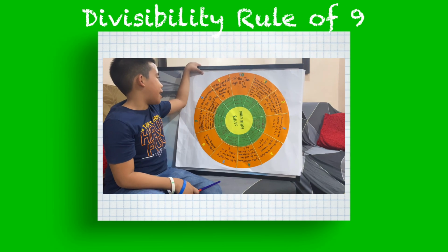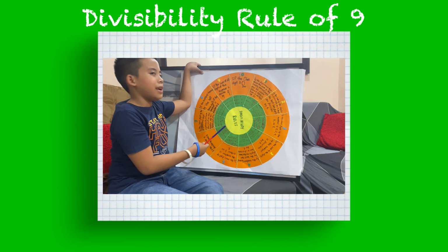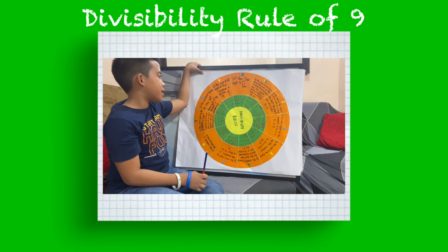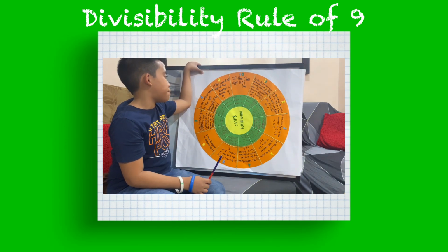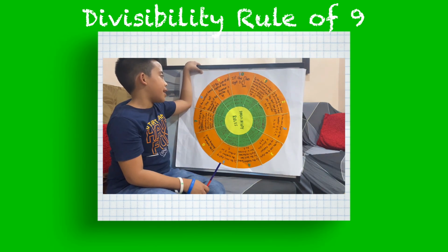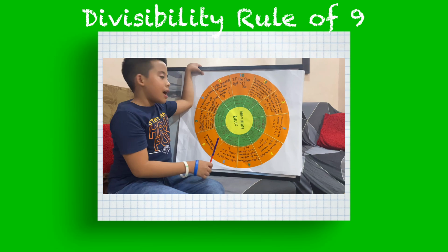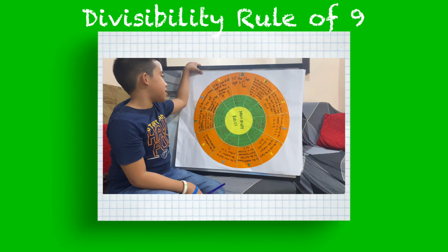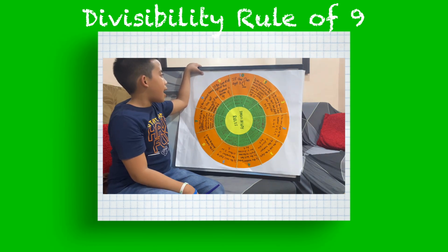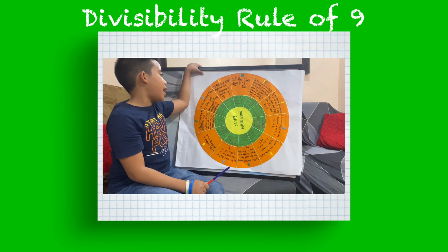Divisibility rule number 9. If the sum of all digits of the number is divisible by 9, then it is divisible by 9. Example, 198. 1 plus 9 plus 8 equals 18. And 18 is divisible by 9. So, it is divisible by 9. The next example is 999. 9 plus 9 plus 9 equals 27. And 27 is divisible by 9. Therefore, 999 is divisible by 9.